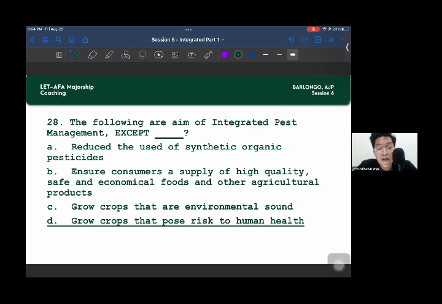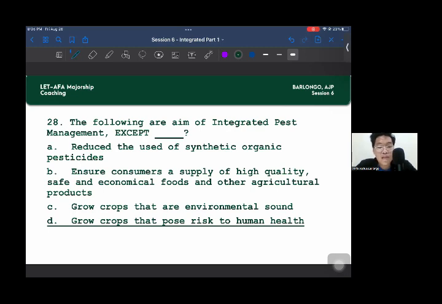So, kanina nga yung sinabi kong case sa banana farmers sa Mindanao, parang ayun yung iniiwasan ng integrated pest management na makaapekto yung pest management sa human health. So, dito, ayun ay hindi aim or hindi ito goal ng integrated pest management.